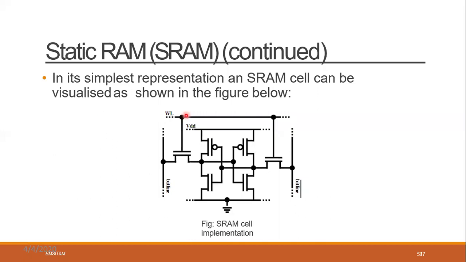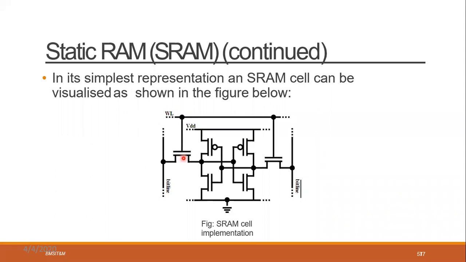So I will explain the read and write operation of static RAM. Here this is one inverter and this is another inverter. They are connected back to back, and these 4 transistors will be responsible for holding the 1 bit of information, right? Then these are your access transistors, and this is the word line, WL. Through this word line, you will be controlling the access transistors.